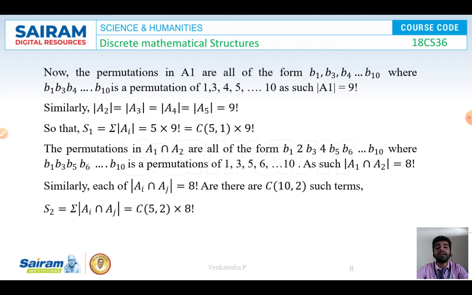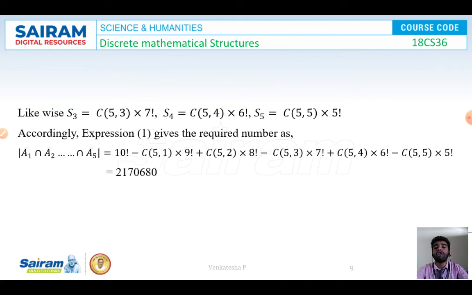Now I am going to take the sequence for A1 intersection A2. So A1 intersection A2 is of the form B1, 2, B3, 4, B5, B6, B7, B8, B9, B10, where B1, B3, B5, B6 till B10 are filled with the numbers 1, 3, 5, 6 to 10 except the numbers 2 and 4 here. So hence the order of A1 intersection A2 is 8 factorial. Similarly the order of Ai intersection Aj will be equal to 8 factorial only, and there are combination of 5 comma 2 such pairs. Therefore the value of S2 is given by combination of 5 comma 2 into 8 factorial.